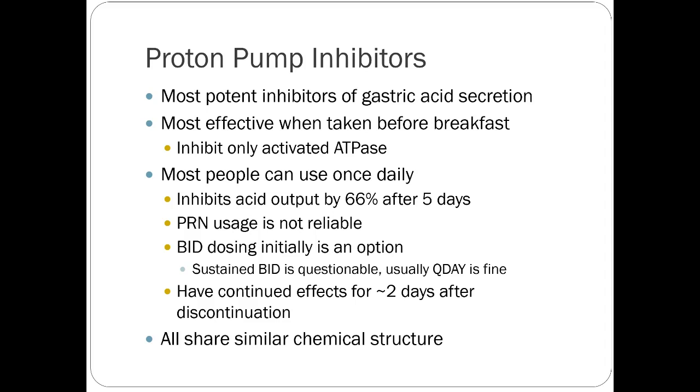More effective, slower acting. Sometimes BID dosing is used. However, sustained BID dosing is questionable. You'd really only use twice daily dosing in certain situations, more severe situations, like gastric ulcers or treating H. pylori infections or something like that. But most people will take it once a day.